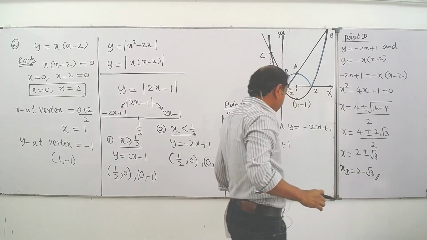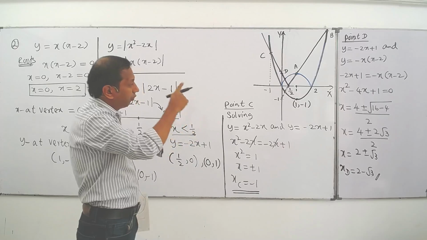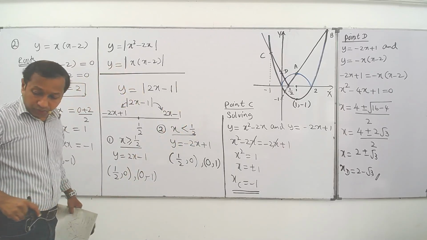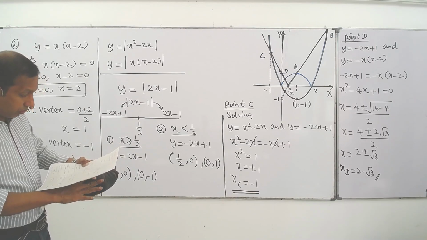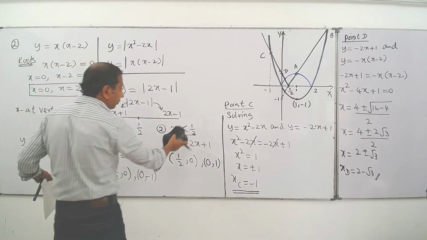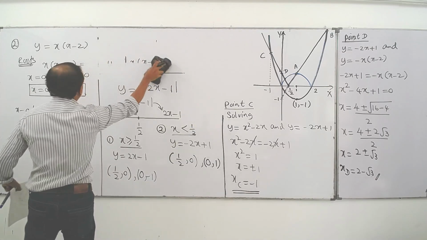Okay. And the one more, that is that point B. Right? Point B. Okay, then xd is 2 minus root 3. Next one, point B.